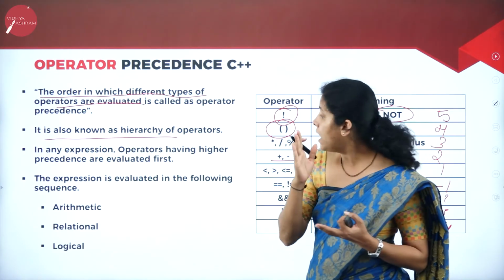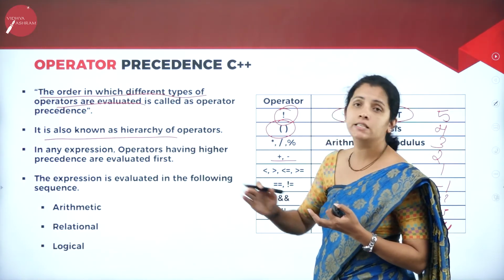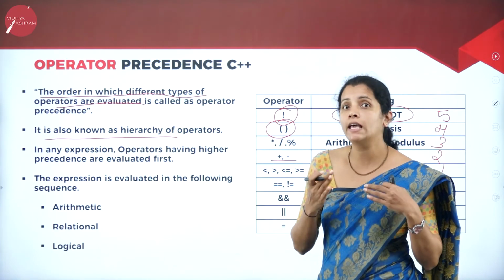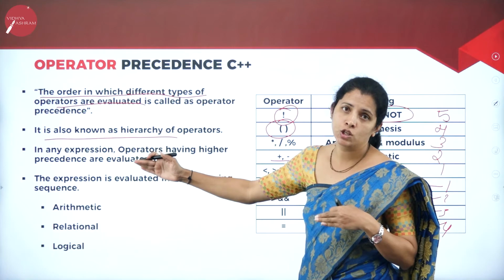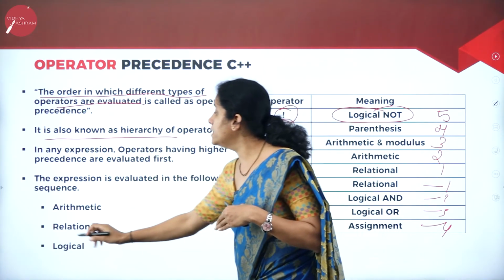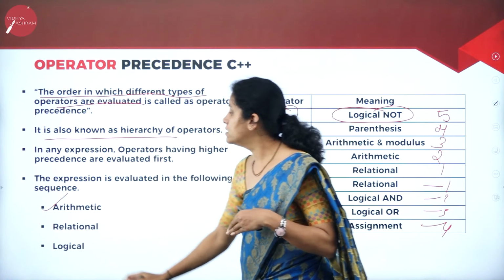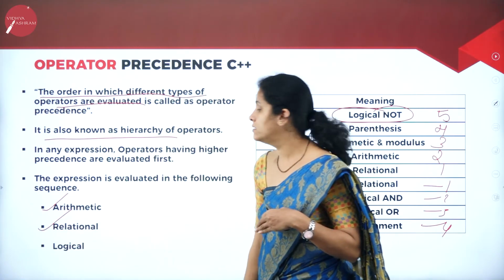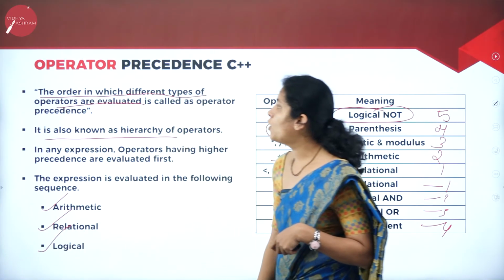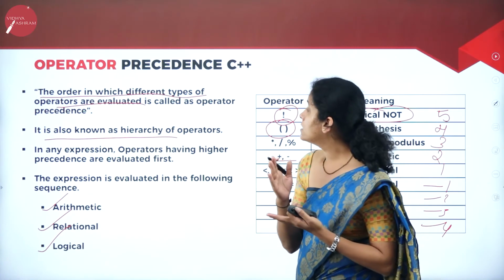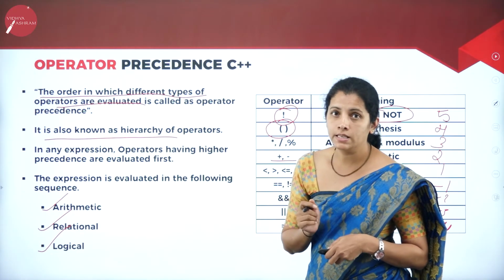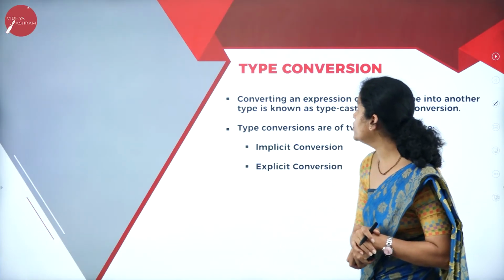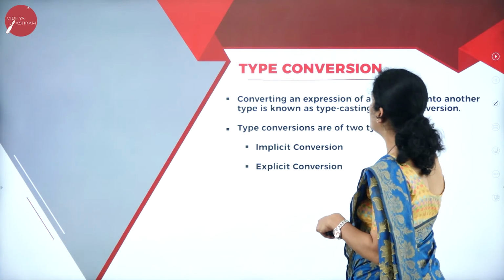Now tell me how the expression is evaluated. So here the expressions are evaluated in the following sequence. At the beginning, arithmetic operator, then relational operator and logical operator. These are the expressions as well as operator precedence. Moving further, I'm going to have the type conversion.